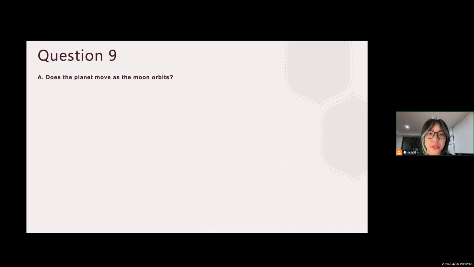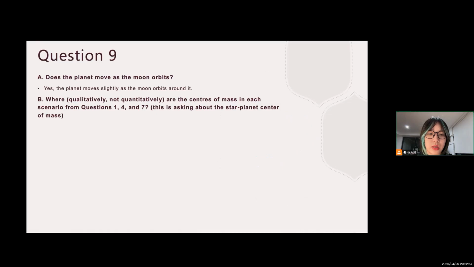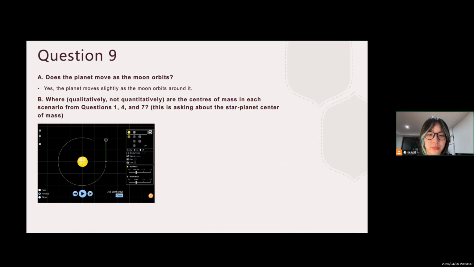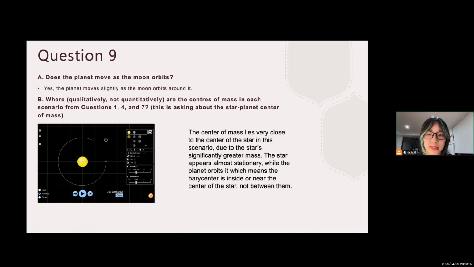Let's move on to question 9a. And my answer is yes. The planet moves slightly as the moon orbits around it. And question 9b. The figure from question 1 shows the center of mass lies very close to the center of the star in this scenario. Due to the star's significantly greater mass, the star appears almost stationary, while the planet orbits it, which means the barycenter is inside or near the center of the star, not between them.